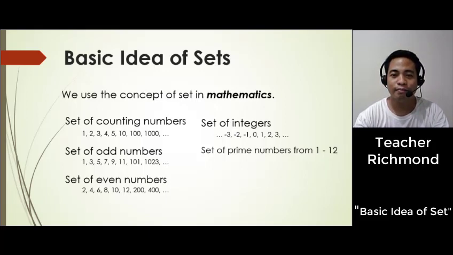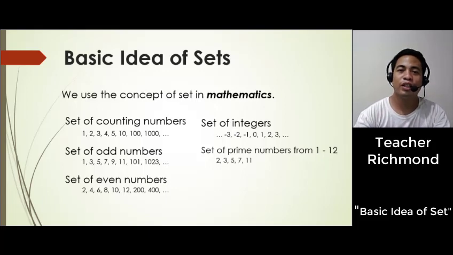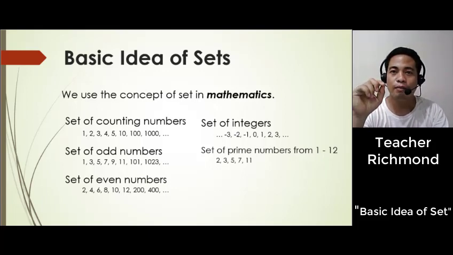Prime numbers. When we say prime numbers, these are numbers that have only one set of factors, and that is the number itself and number 1. Example, we have prime numbers from 1 to 12. We have 2, 3, 5, 7, 11. Why? These are the only numbers from 1 to 12 that are prime numbers, because these are the numbers which have only one set of factors.